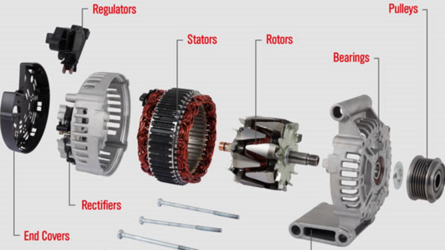Stator. The stator is the stationary part of the alternator. It surrounds the rotor and consists of a set of stationary wire coils. When the rotor rotates, it induces an alternating current, AC, in the stator windings through electromagnetic induction.